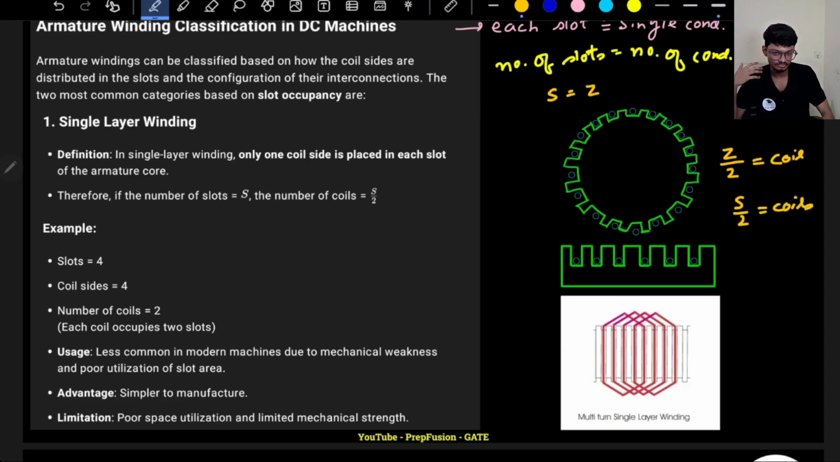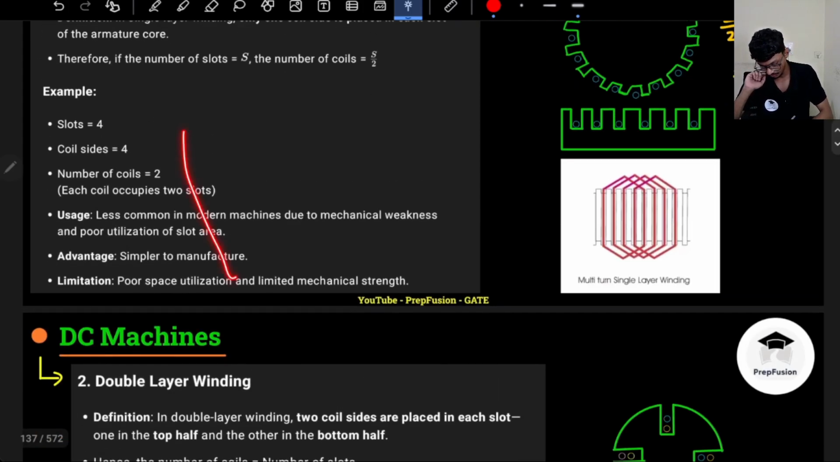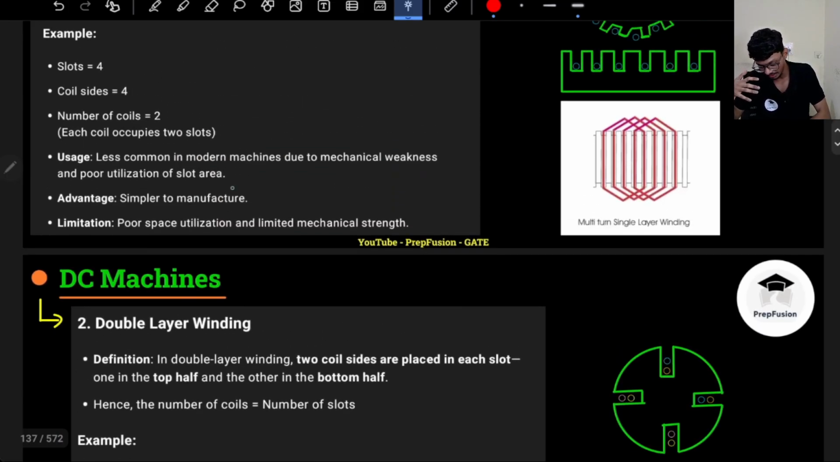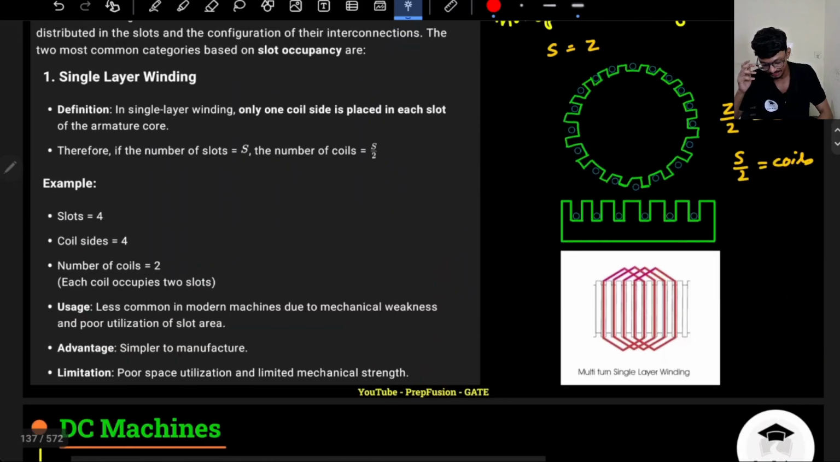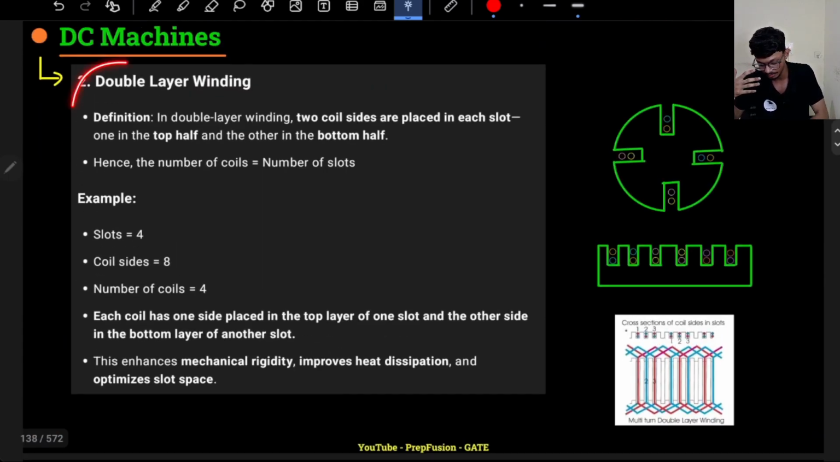So basically in case of single layer winding, the number of coils will be equal to slots by 2. In each slot, a single conductor will be there. Now, this is very simple to manufacture but has very poor space utilization. Only a single conductor is there, right? So we use multi-layer winding such as double layer winding.